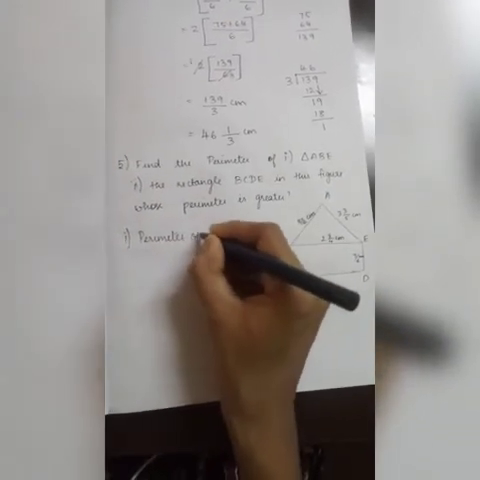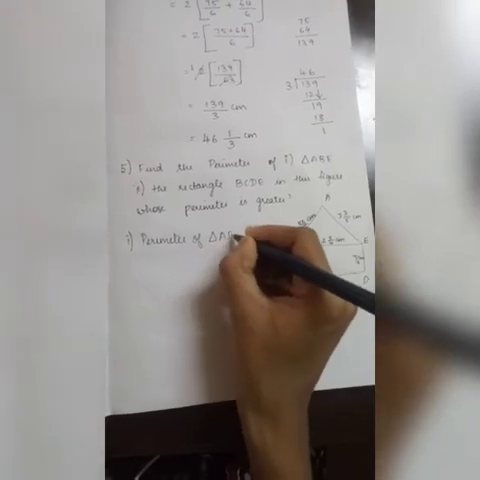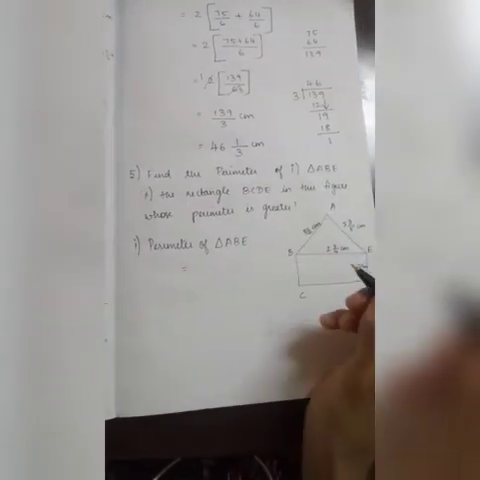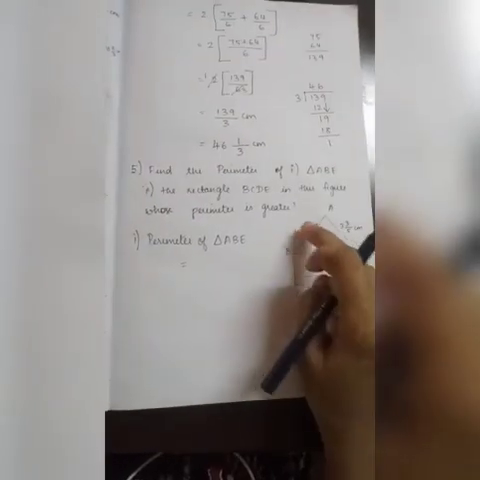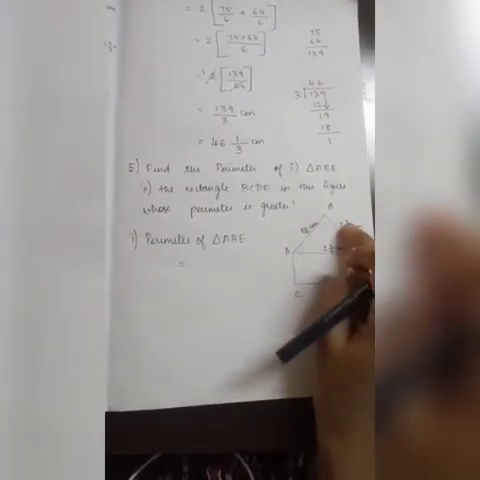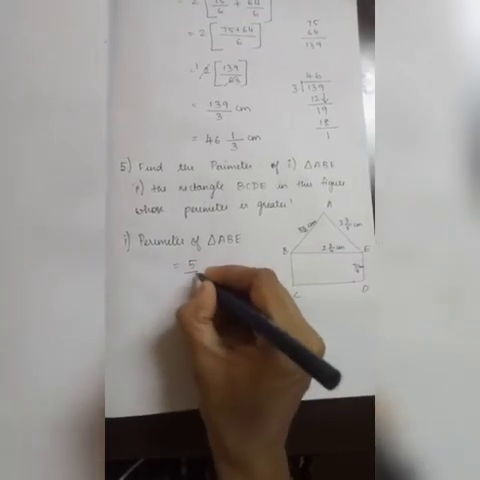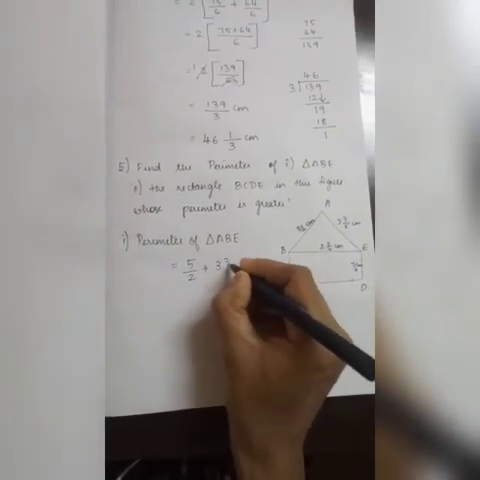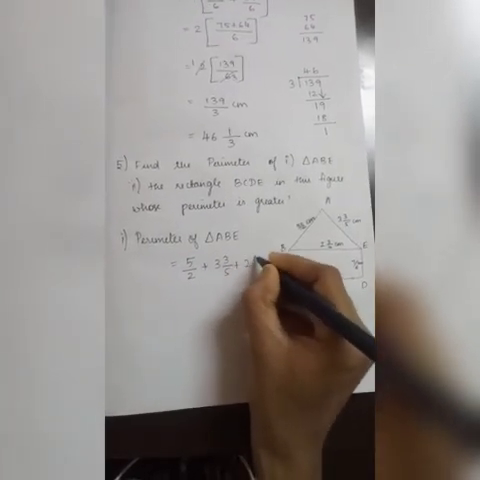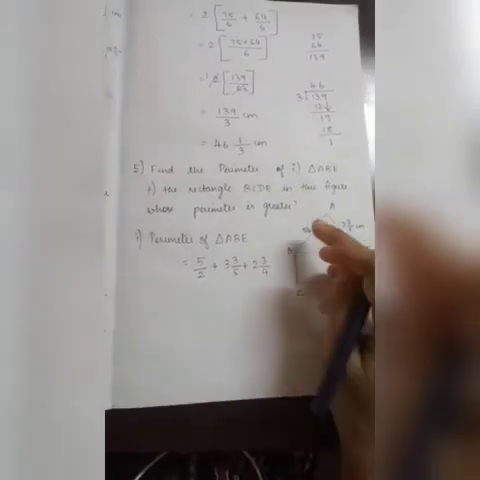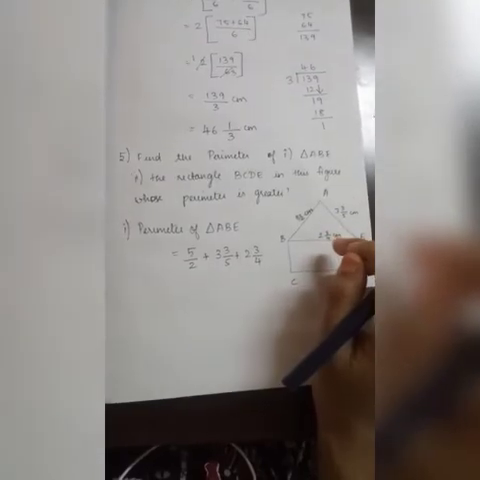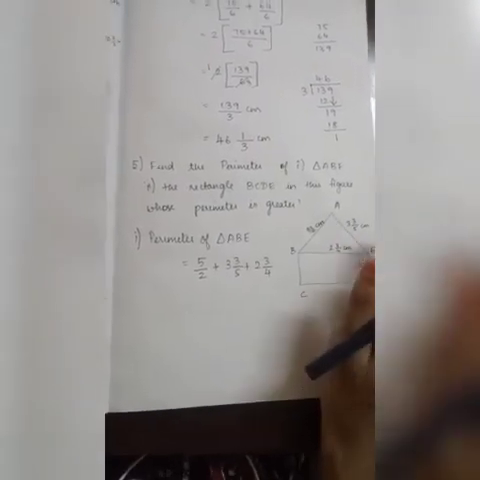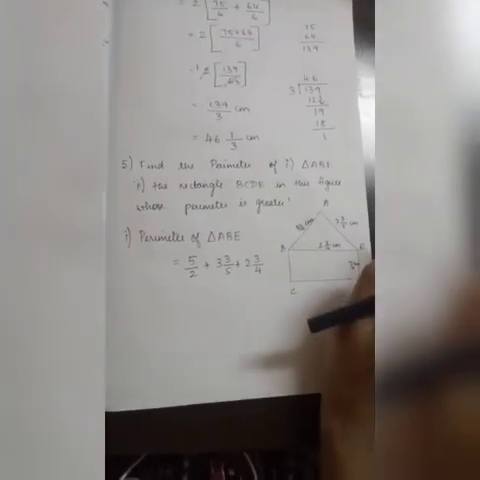Perimeter of triangle ABE. Perimeter means what? Sum of all the 3 sides. Right? So I am going to add these 3 values: 5 by 2 plus 3 3 by 5 plus 2 3 by 4. Because perimeter means it is a boundary, we are going to add the outer values.